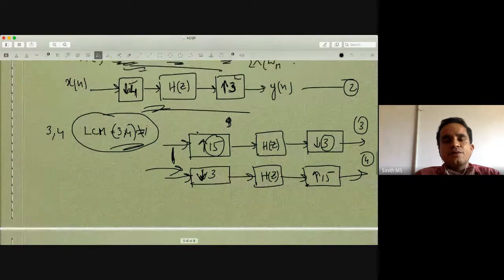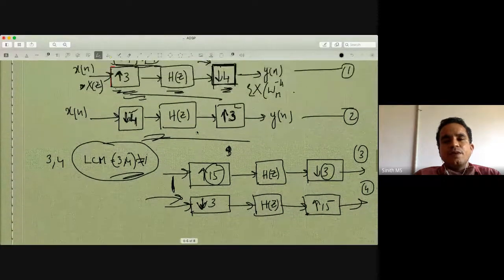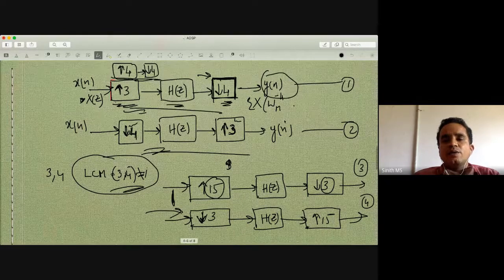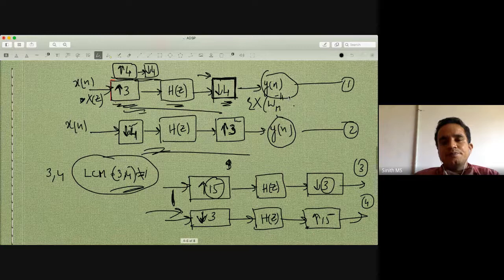Is that clear to all of you? You can see it by equation also. You can find the equation corresponding to YZ here. And you can also see the equation corresponding to YZ here. You can see whether they are equal or not. Okay, that's an exercise you can do.